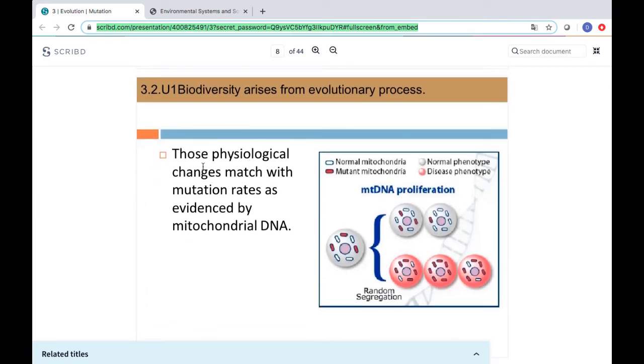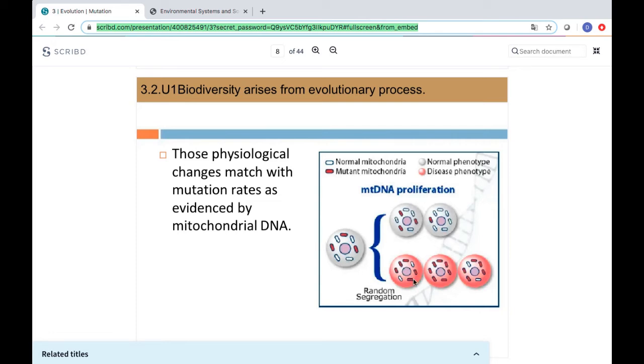Those physiological changes match with mutation rates, as evidenced by mitochondrial DNA. What is mitochondrial DNA? In any kind of cell, we have mitochondria, right? Mitochondria is the only organelle that has its own DNA. And from that DNA, something told the scientists that something was happening, something was preserved from that kind of mutation. So we have a normal mitochondria with DNA proliferation, but something happened.